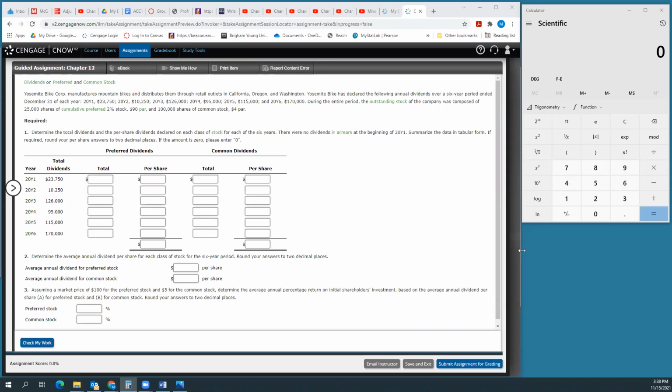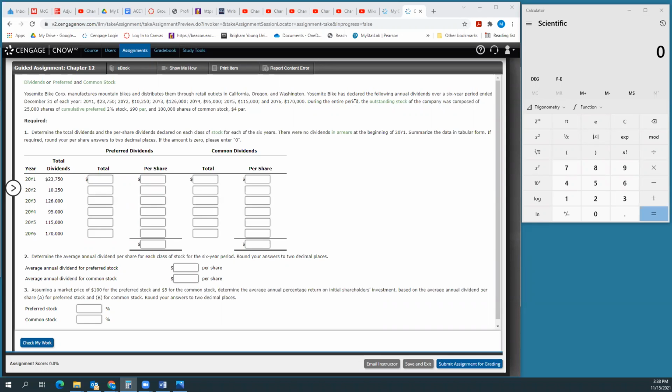So this is us dealing with dividends of stocks. This is the Yosemite Bike Corporation. They make mountain bikes and they sell them all over the place. Anyway, I don't need to read all of that. They've declared the following dividends over a 6-year period.